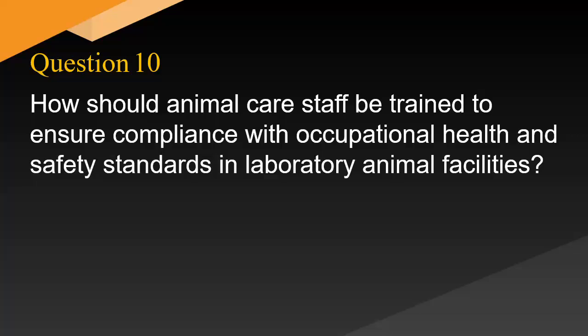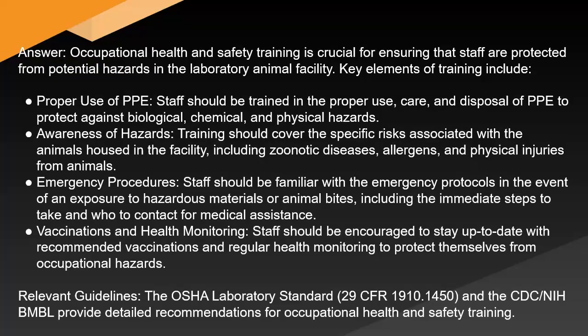How should animal care staff be trained to ensure compliance with occupational health and safety standards in laboratory animal facilities? Answer: occupational health and safety training is crucial for ensuring that staff are protected from potential hazards in the laboratory animal facility. Key elements of training include proper use of PPE. Staff should be trained in the proper use, care, and disposal of PPE to protect against biological, chemical, and physical hazards. Awareness of hazards. Training should cover the specific risks associated with the animals housed in the facility, including zoonotic diseases, allergens, and physical injuries from animals. Emergency procedures.